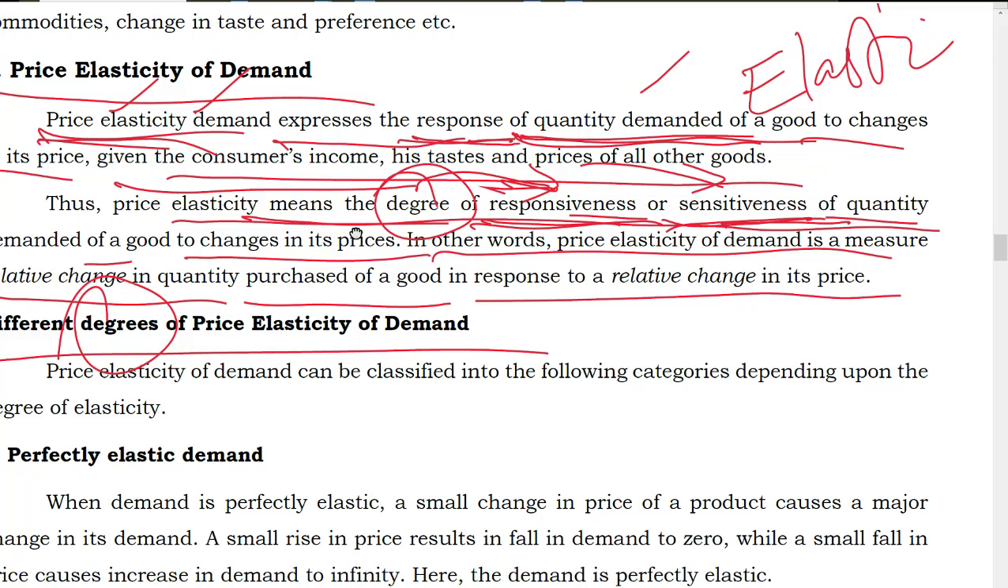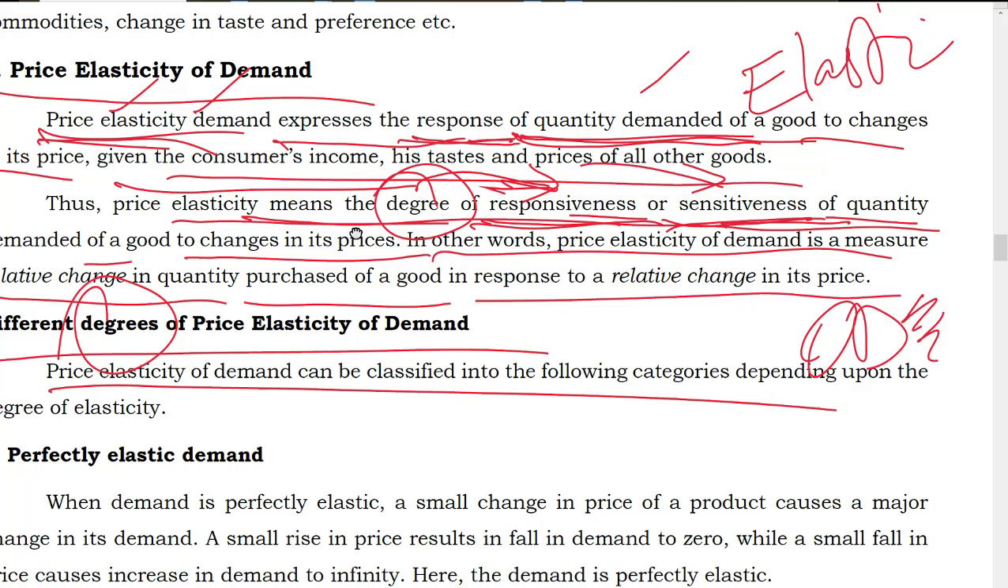But in the case of some other good, even if the price changes significantly, the quantity demanded doesn't change significantly. The response is low. The reason why it is low like that, we will see. We're not going to cover it right now, there can be different topics. So there are different degrees of elasticity.